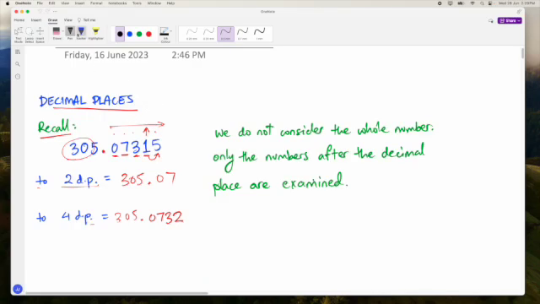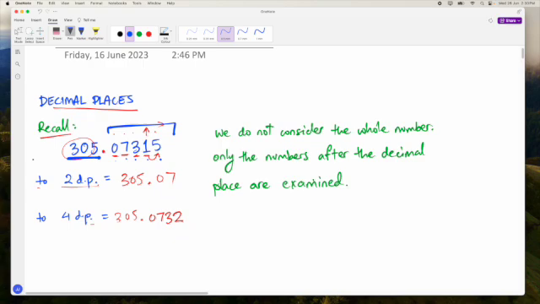So you can see that we were talking about decimal places. We did that in the last class, but we have some unfinished business with it. In decimal places we were talking about a number here, 305.07315. So you can see that we have 5 decimal places here. We do not consider the whole number when you're usually talking about decimal places. We don't really care about this 305. Only the number after the decimal point is what we're looking at.